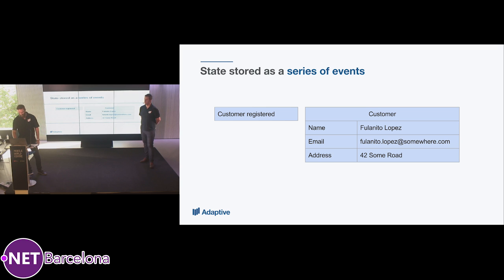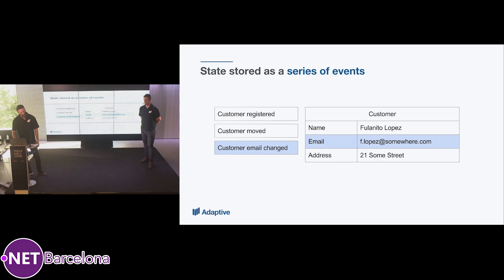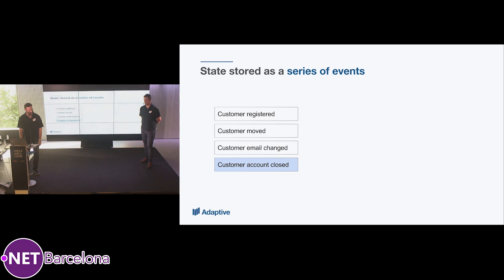So a little bit later, the customer may actually move house. So there might be some user interface in the system where the customer can record that they're moving house, and then an event would be raised in the system called customer moved, and you can see that the address there is changed to the updated address. And then a bit later on, the user may change their email address for one reason or another, and you can see there that the email address has been updated, and then perhaps the user got tired of the system and decided to close their account. As you can see, we don't go back and delete events, we just append a new event called customer account closed.